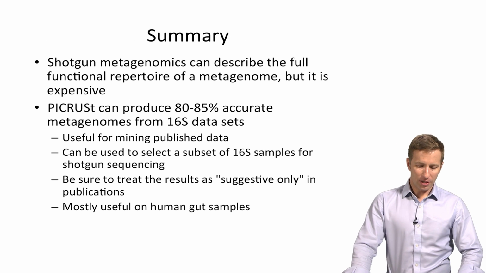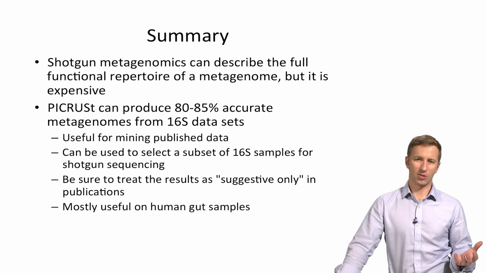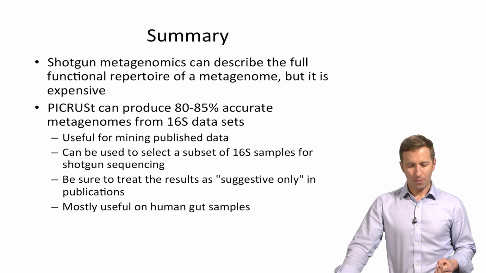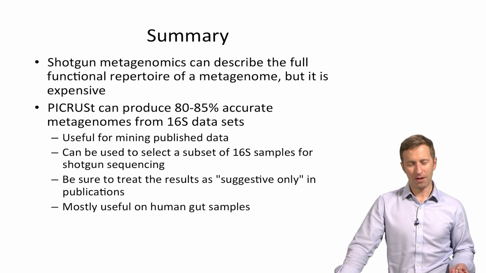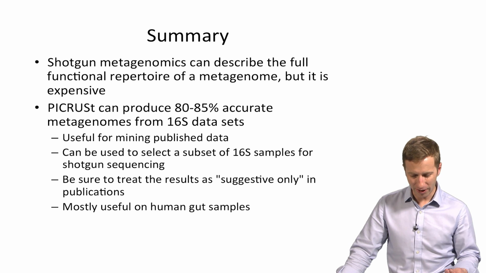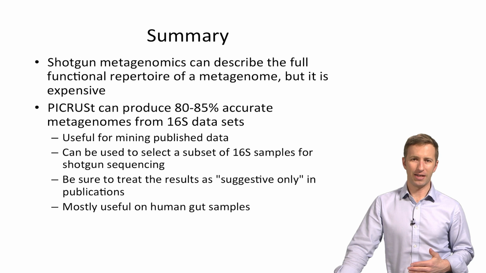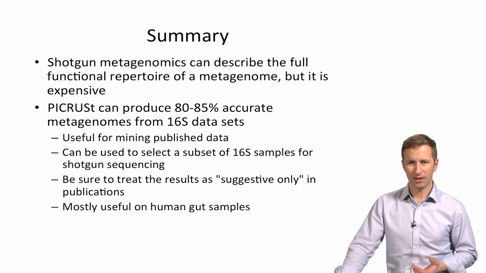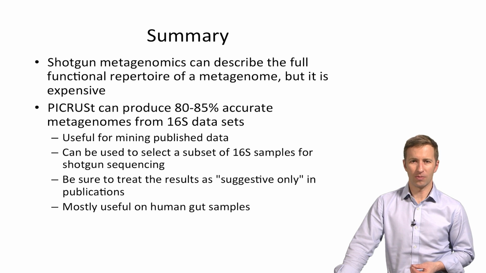So in summary, shotgun metagenomics can describe the full functional repertoire of the microbiome, but it's expensive. It still costs a few $100s because you have to sequence deeply. PICRUSt can produce somewhat accurate metagenomes of 80 to 85% for the human gut from 16S data sets. There are times when you might not be able to do shotgun sequencing, like let's say you have intestinal biopsies, and there's too much host DNA in there to get good deep shotgun sequencing.